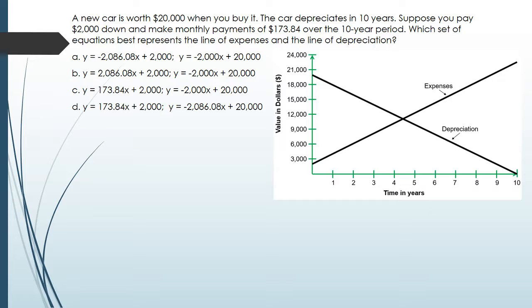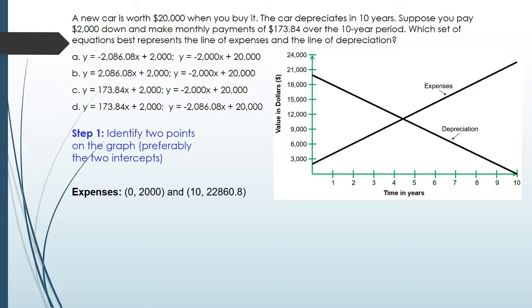So basically, we're trying to find equations for both of the lines on the graph. First, in order to write an equation, you want to identify 2 points on each of the lines, right? If you could get the intercepts, that would be the easiest, but as you can tell, we can't always do that. So for the expenses, which is the one with a positive slope, you want to look at the y-intercept, right? And at the y-intercept, it's when x equals 0.